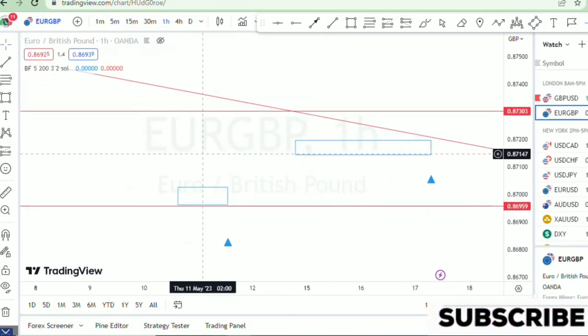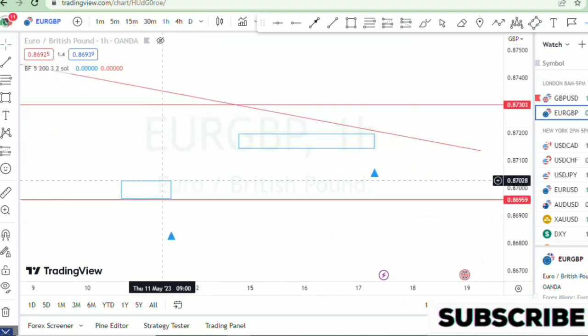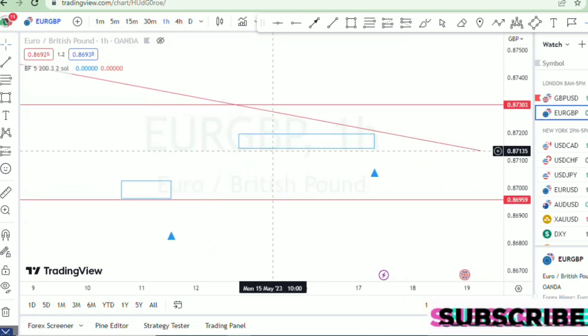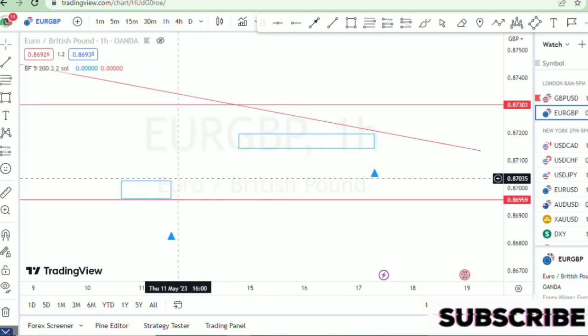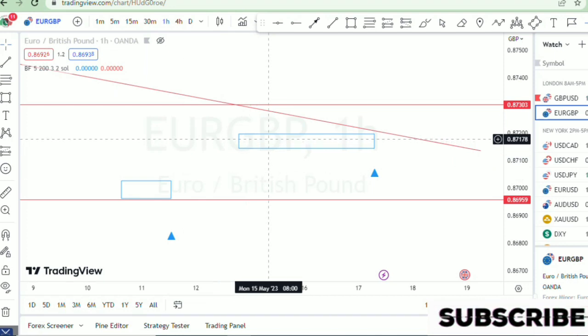It helps you spot out zones. In case you don't know how to mark out zones, with this indicator you can easily mark out zones, and those zones are very good zones that the market is likely to turn from.